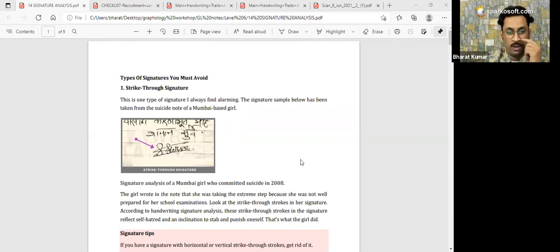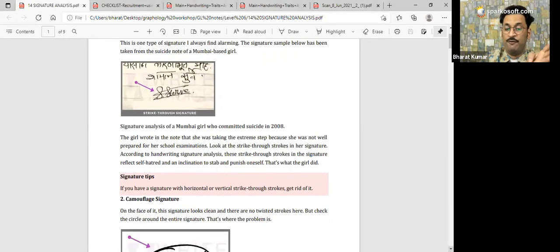Sunita, please post your interpretation publicly. So, if you have a signature with a horizontal or vertical strike-through stroke, get rid of it. Many strikes are there. So if you have any strike in your signature, please remove it.